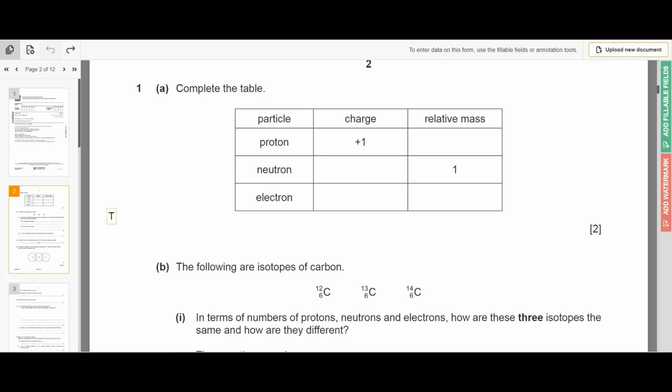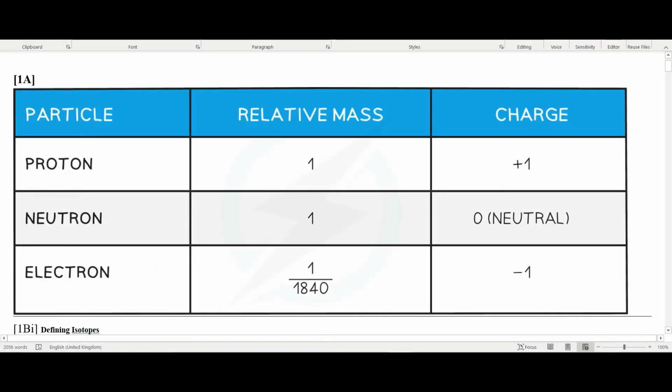So in this table, you can see clearly proton has a relative mass of 1, neutron has a relative mass of 1, and electron's mass is almost negligible. It has a mass of 1 over 1840. In terms of charges, proton has a positive charge, which is +1. Neutron is neutral, it has a 0 charge, and electron has a negative charge, which is -1.